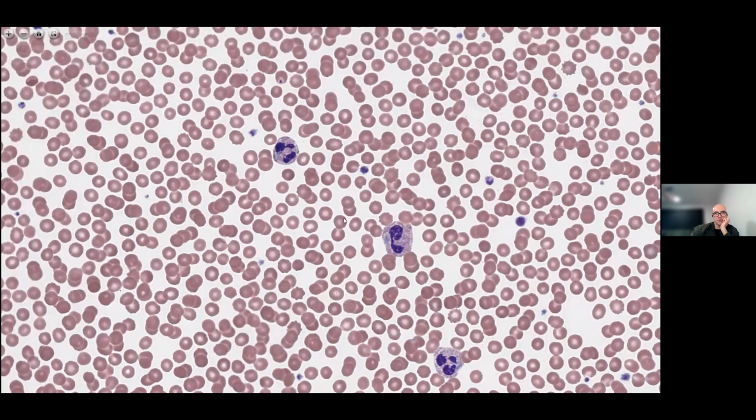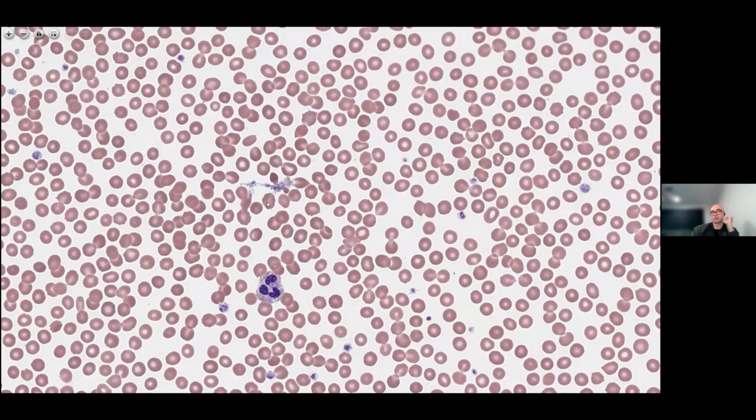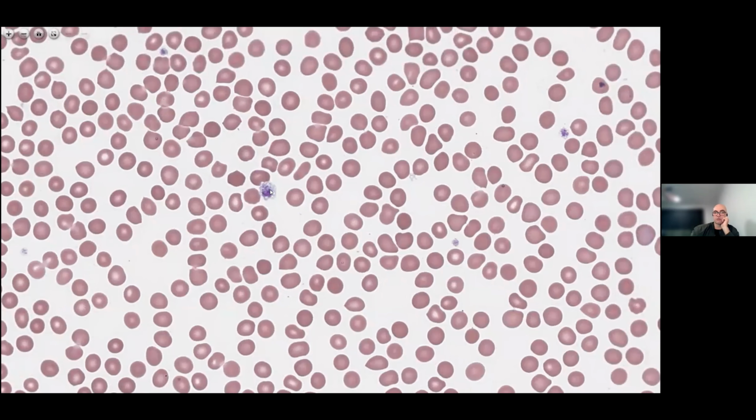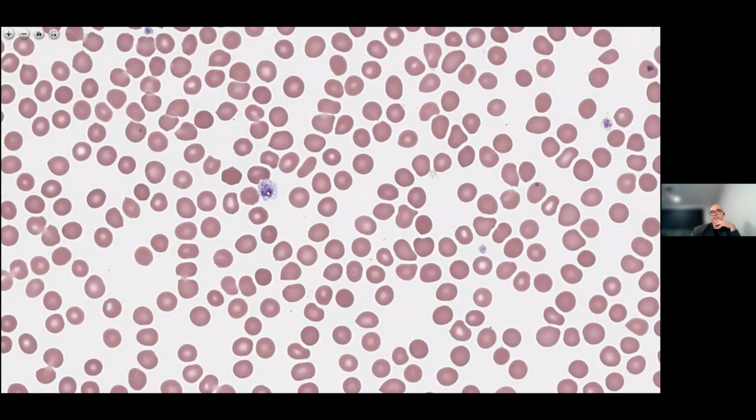The interesting morphological features I've seen in this film are the large platelets, and we should talk about the granulation. So they're well granulated. We're not getting a pooling of granulation in the center of the cell with a granular ring of cytoplasm in the platelets. So they're normal granulation.